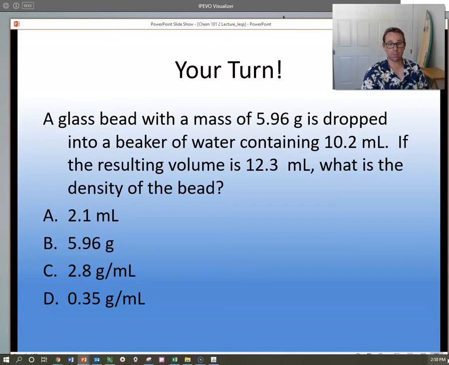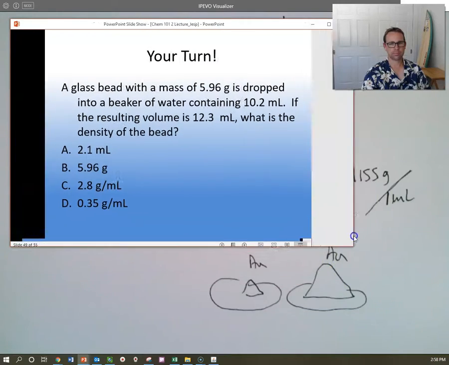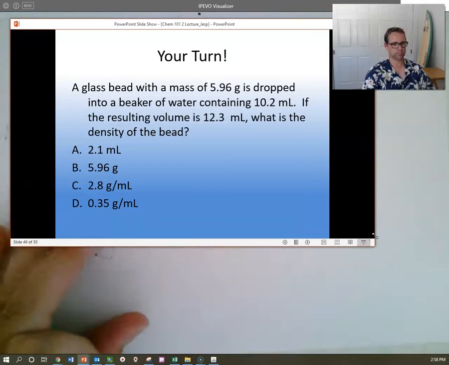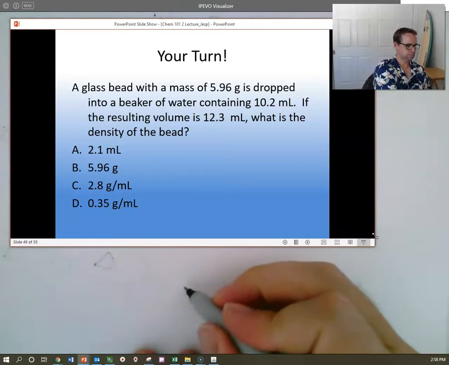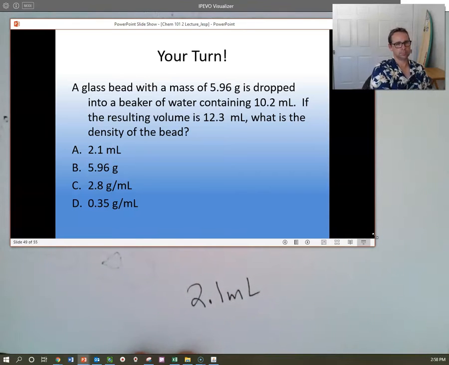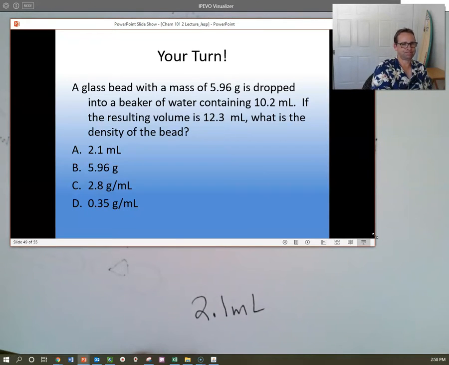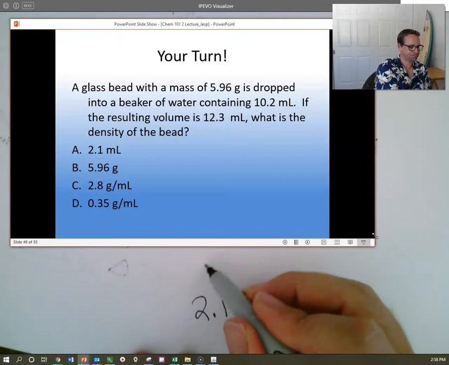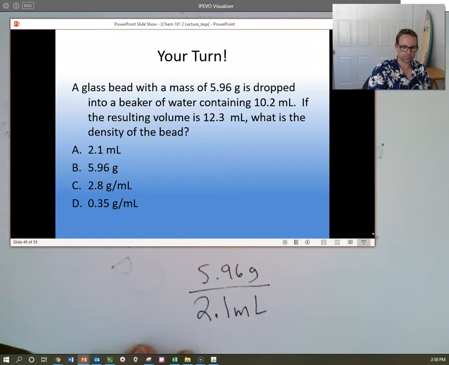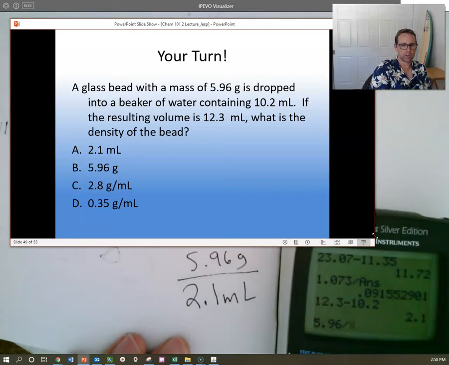Good. So that's 2.1 milliliters volume. And then we have that divided by, let's see, it's mass divided by volume, right? That's right. So it would be the 5.96 over the 2.1, and that would give us our density.